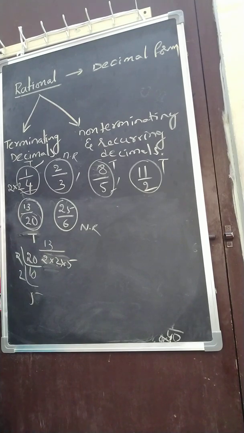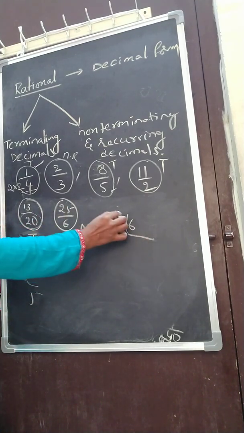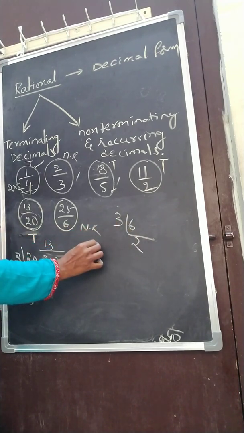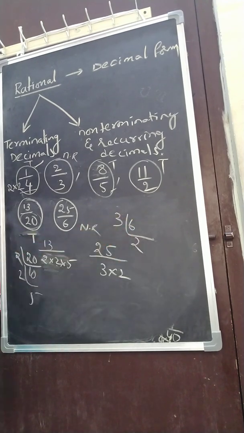5. 25 by 6. Take the denominator, 2s are 25 by 3 into 2.